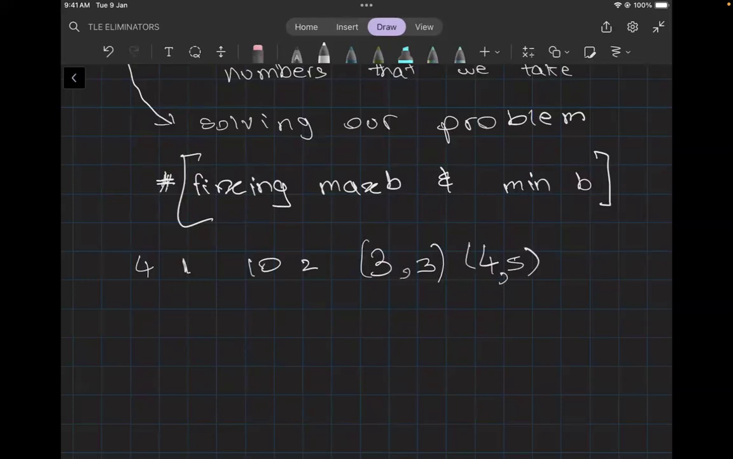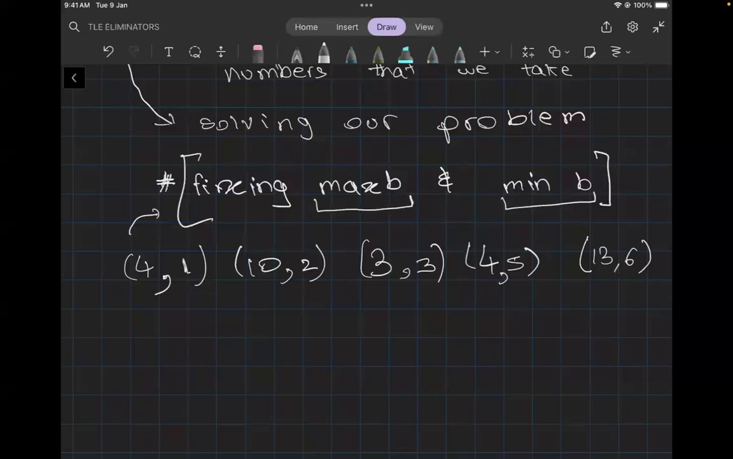And let's say 13 and 6. What did I tell you? Just bear with me for a minute. We'll fix what our max B is and we'll fix what our min B is. Okay. Let's say I fixed my min B as 2. And let's say I fixed my max B as 5. Basically, I fixed my min B over here and I fixed my max B over here.